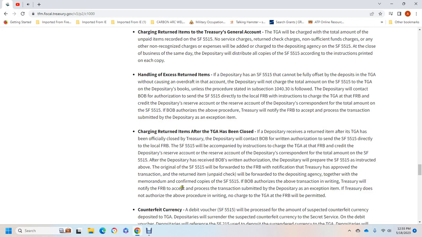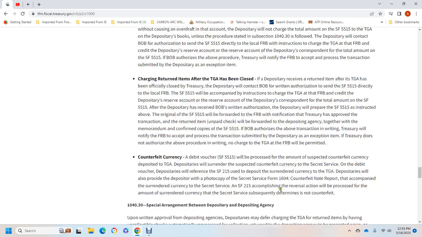Treasury will notify the Federal Reserve Bank to accept and process the available substitute of the deposit and exemption item. If the Treasury does not authorize the above in writing, no charge to the Treasury General Account at the Federal Reserve will be permitted.